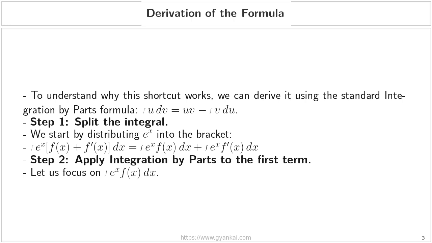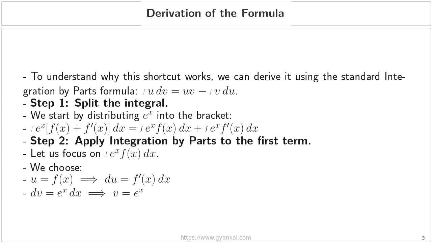Step 2, apply integration by parts to the first term. Let's focus on the integral of e to the x times f of x with respect to dx. To apply integration by parts, we need to carefully choose what parts of the integrand will be our u and our dv. Let's choose u to be equal to f of x. This means that the derivative of u, which is du, will be f prime of x dx. And we'll choose dv to be e to the x dx. This means that v, the integral of dv, will be e to the x.